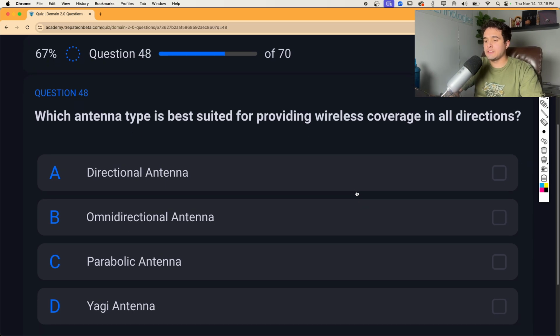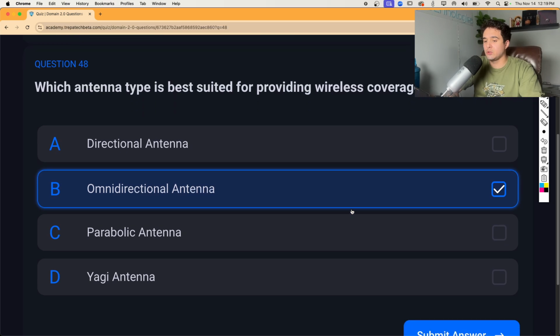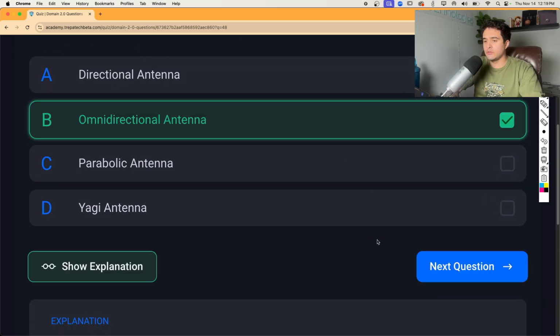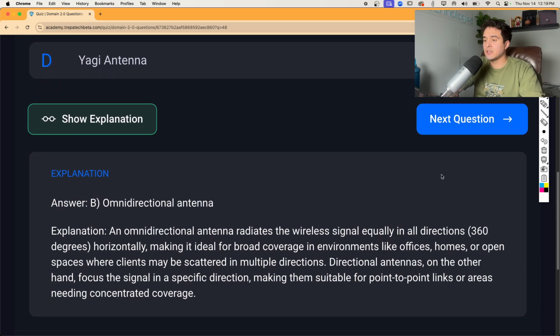Which antenna type is best suited for providing wireless coverage in all directions? Omnidirectional again, a little repeat there. That's okay. Hit it over the head, what omnidirectional is. Pause the video if you'd like to read the explanation.